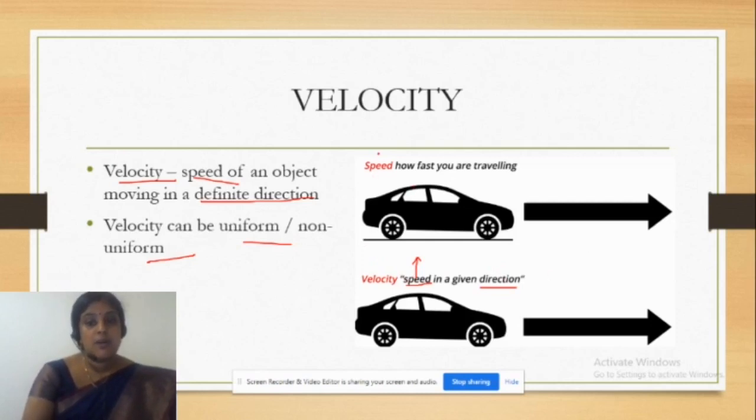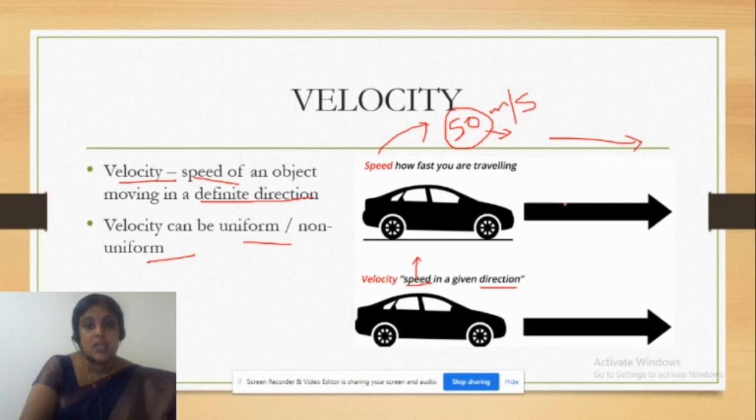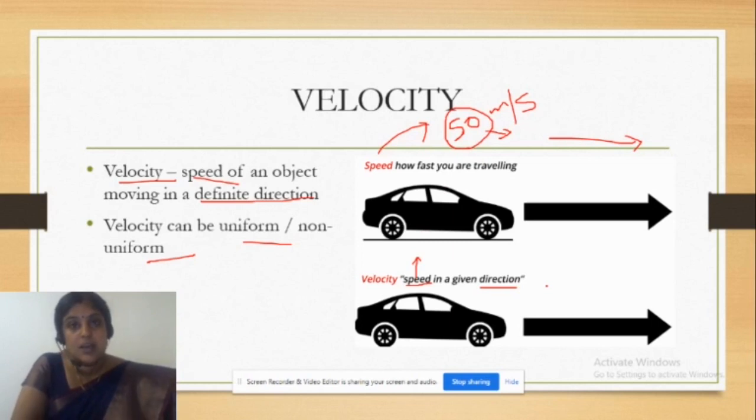See, speed is always represented by a numerical value, magnitude. Here you can see the car. Let the car be traveling at 50 meters per second. So that is the speed of the car, right? When we say the car is traveling at 50 meters per second, you are describing the speed, and that speed is given by a magnitude value. Along with this, if you say that the car is moving at 50 meters per second towards east, then along with the speed you are mentioning a direction, so it is velocity. So speed is a scalar quantity while velocity is a vector quantity. Is that clear, students?